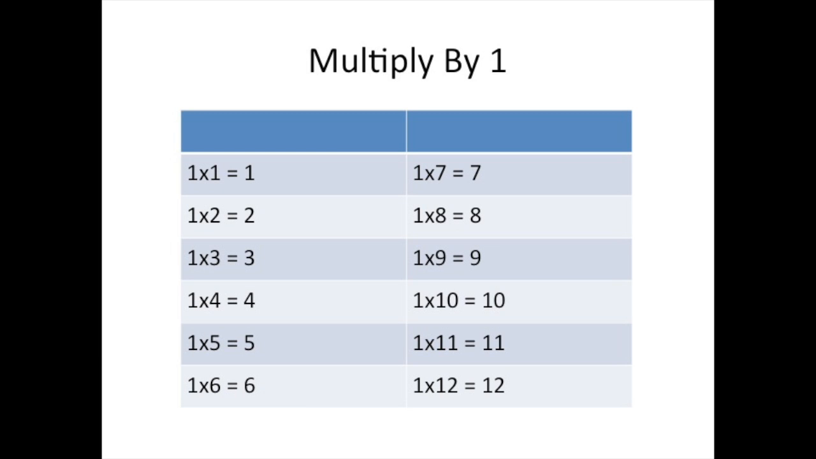Now let's get started with multiplying by 1. A number times 1 will never change, making it one of the easiest numbers to multiply by. For example, 1 times 1 is 1, 1 times 2 is 2, 1 times 3 is 3, and so on.